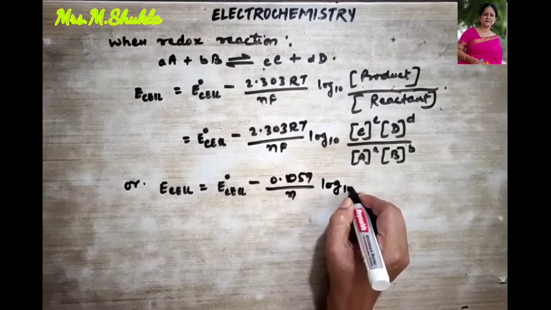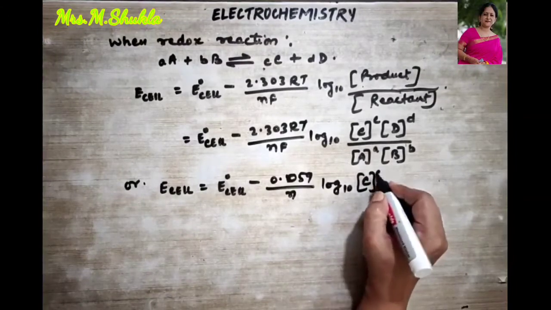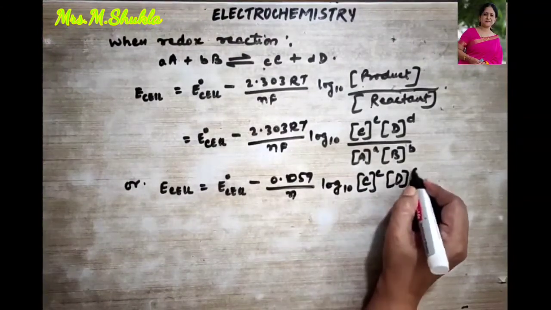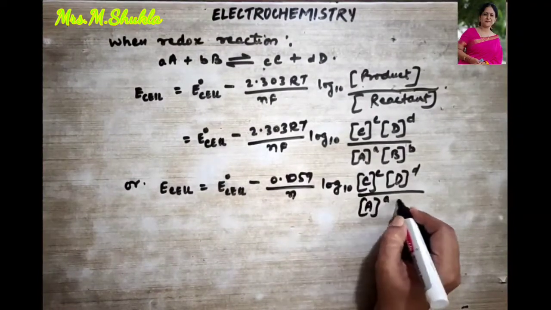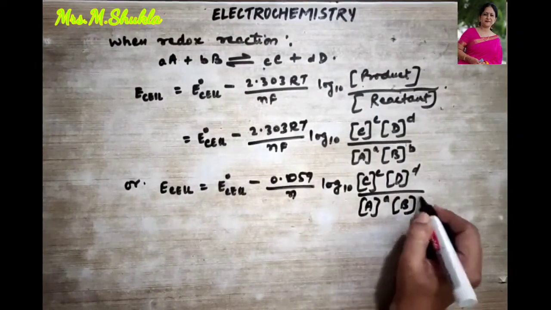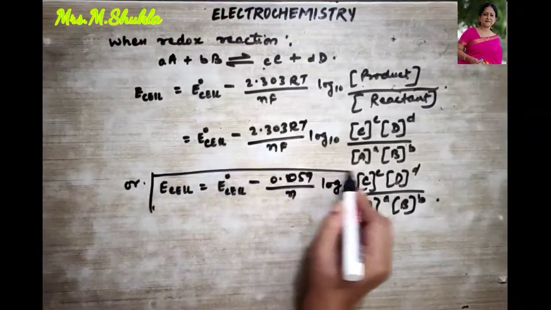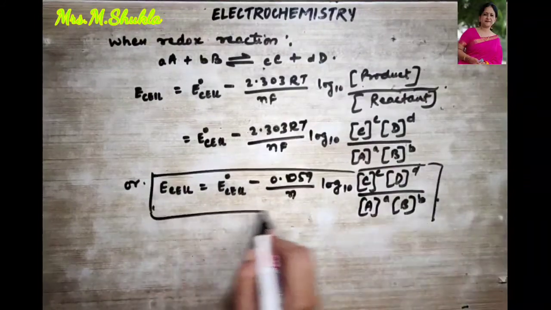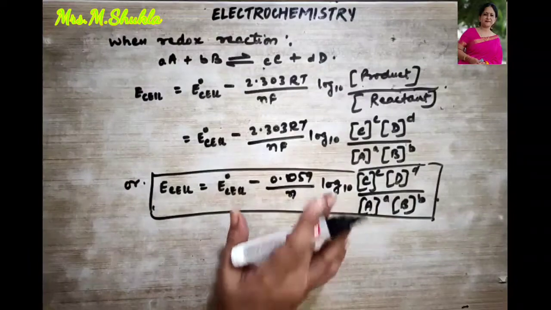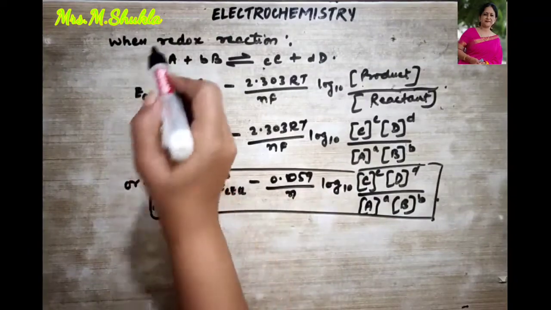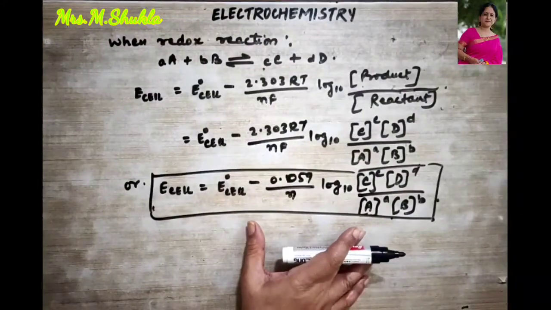So log to the base 10 of C to the power of C, D to the power of D upon A to the power of A, B to the power of B. So this can be the equation that we can use. Clear? Now when it is a redox reaction, then this is the formula that we use, right?